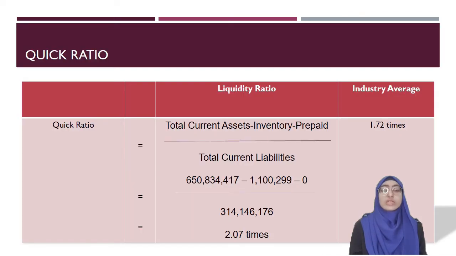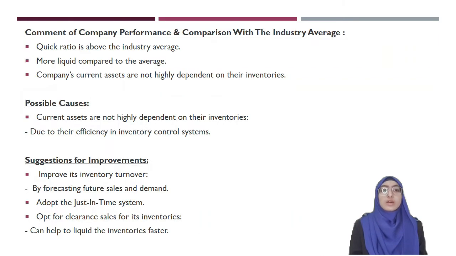Moving on to the quick ratio. As we can see, the quick ratio of Glomac Berhad is the same as the current ratio, which is 2.07, compared to the industry average of 1.72. The quick ratio is above the industry average, which indicates that the company is more liquid than the average. So the company's current assets are not highly dependent on their inventories. That's why the quick ratio is higher than the industry average.